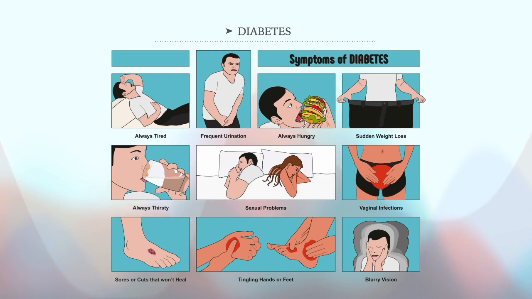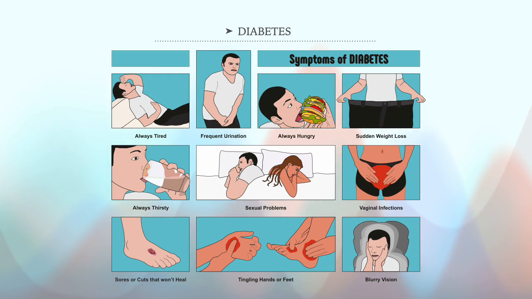And those include always feeling tired, frequent urination, needing to pee a lot, having this sensation of always feeling hungry even though you just ate, or suddenly losing weight despite eating a lot. Also, always feeling thirsty, having a dry mouth, and feeling like you need to drink something. Also, for some men, sexual problems like erectile dysfunction. For women, having recurrent yeast infections, having a sore or cut that won't heal, having tingling of your hands or feet, also known as neuropathy, and also lastly, blurred vision.